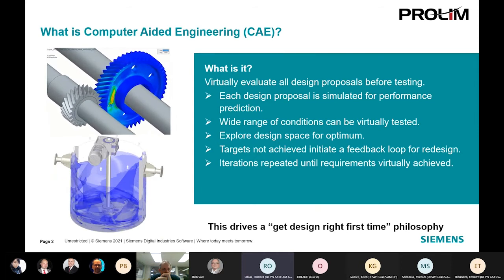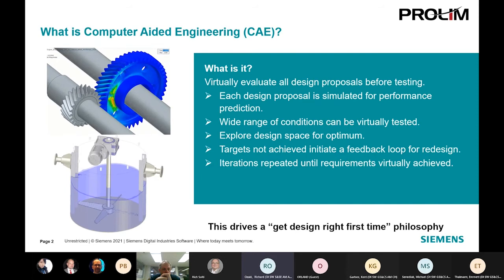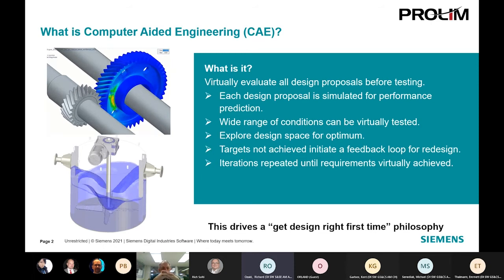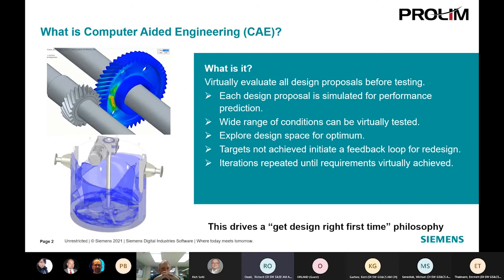Another benefit is that we can explore the design space for the optimum. Okay, so doing a lot of what-if studies, which can be impractical in lab testing, is very, very beneficial. Okay, and if there is a failure, we can quickly catch those earlier on. Again, before we move to tooling or prototyping, we can catch those earlier on, fix them, and then reduce the time and cost associated with physical testing as well. So this really drives a get it right first time philosophy.